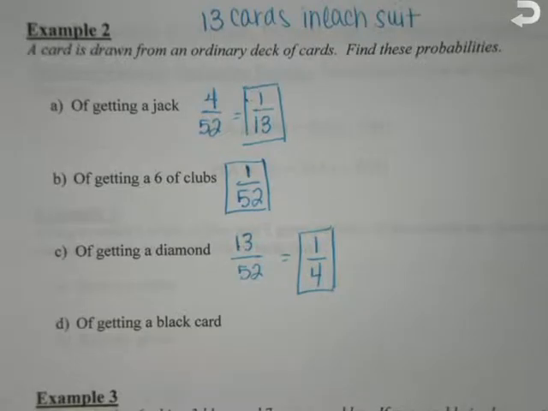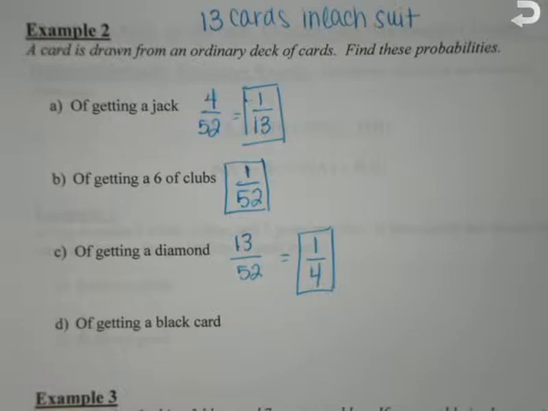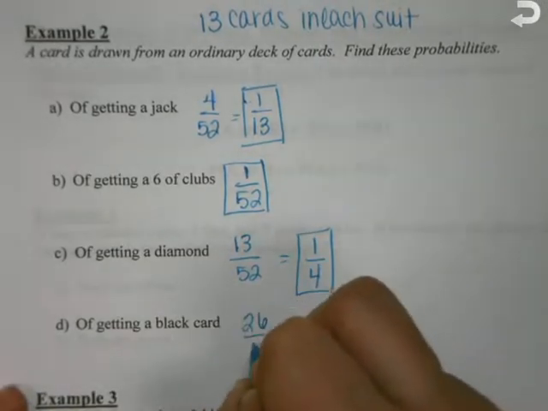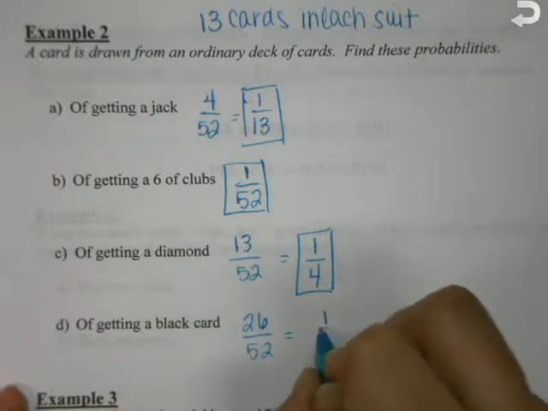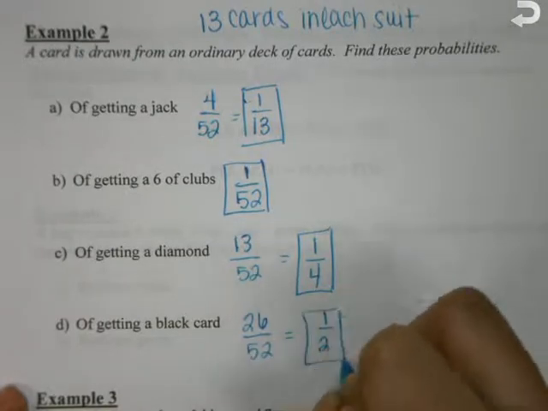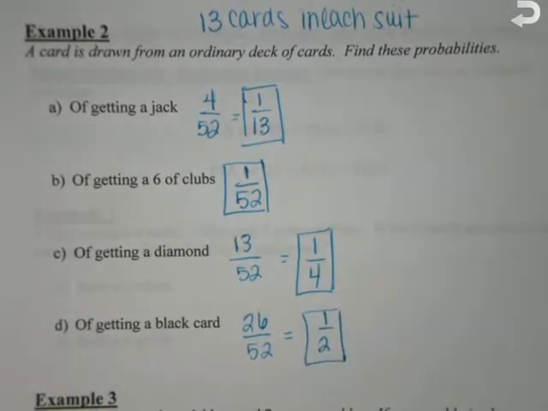What about the probability of drawing a black card? How many cards in the deck are black? 26. 26 out of 52, which reduces to 1/2. Spades and clubs are black, hearts and diamonds are red. You guys good with cards?